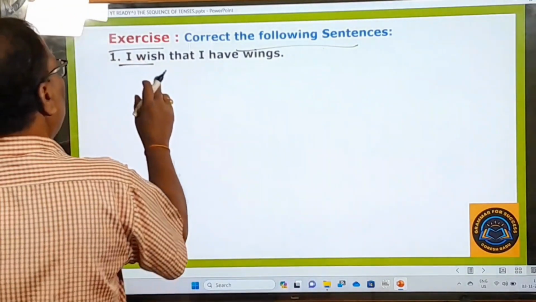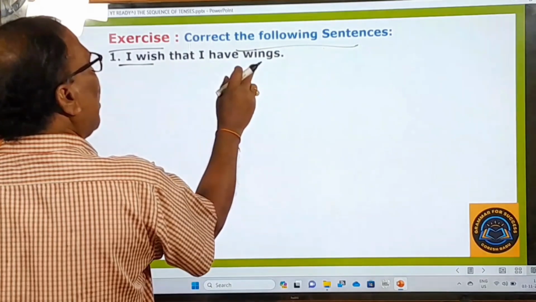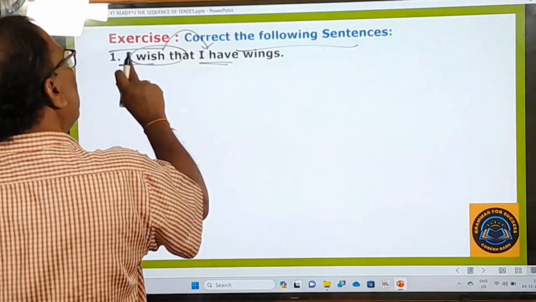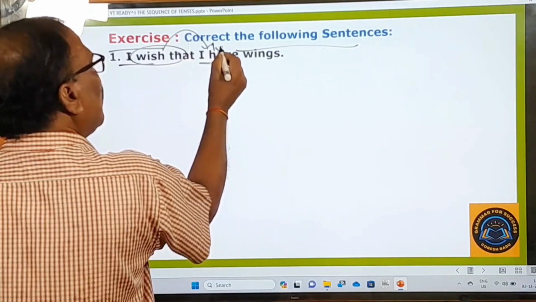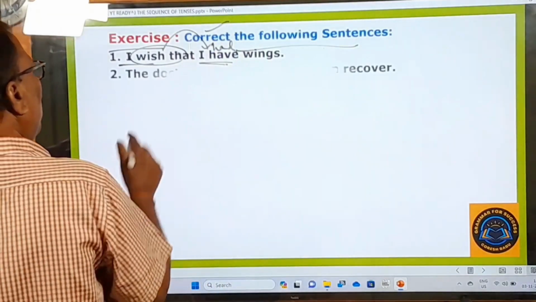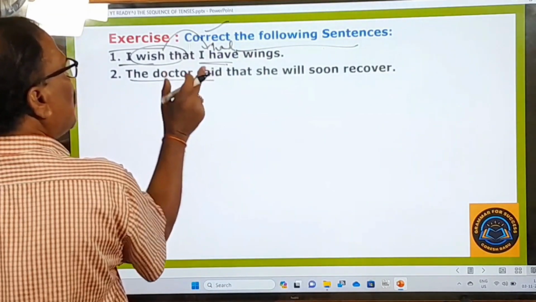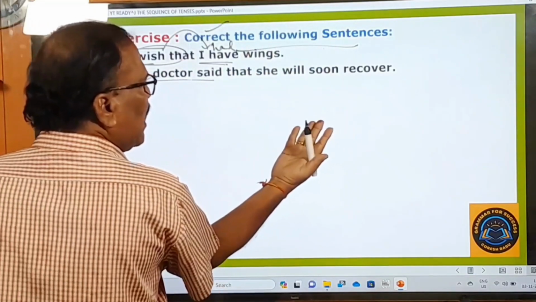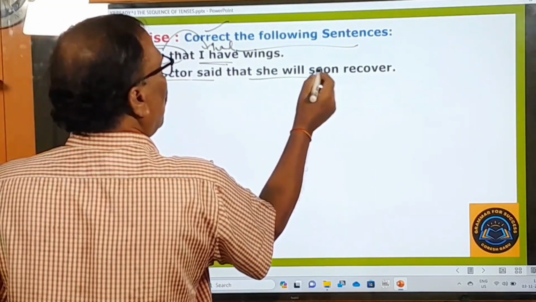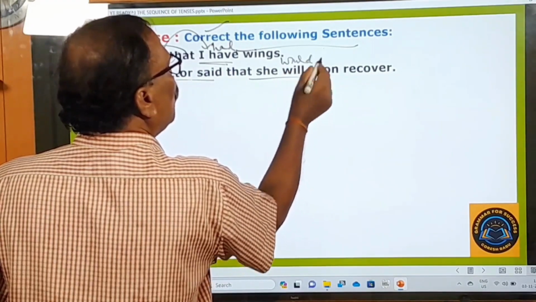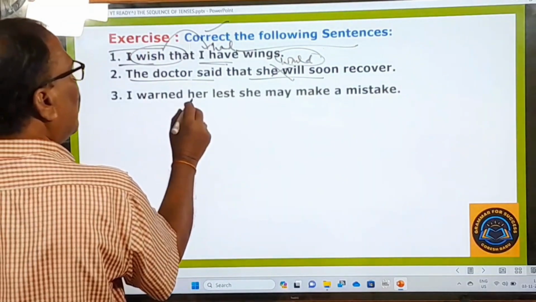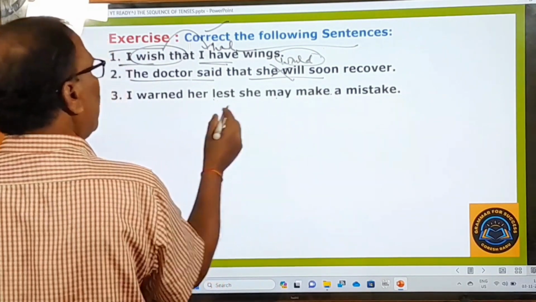Okay. I wish that I have wings. Wish that is there. After wish that, what should we use? Only past tense. That's why I say I wish that I had wings. That must be there. Therefore, in this way, you have to correct the sentence. One more example. The doctor said, it is in the past tense. Automatically, the succeeding sentence must also be in the past tense. The doctor said that she will soon. No, it's the wrong one. You have to say she would soon. Will is not the right one. Would should be used.